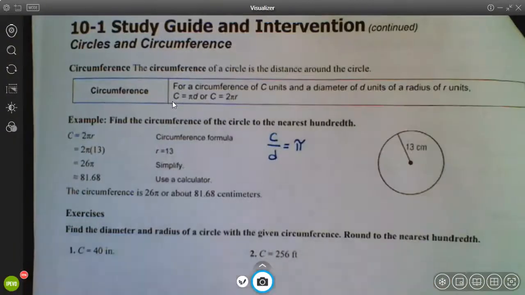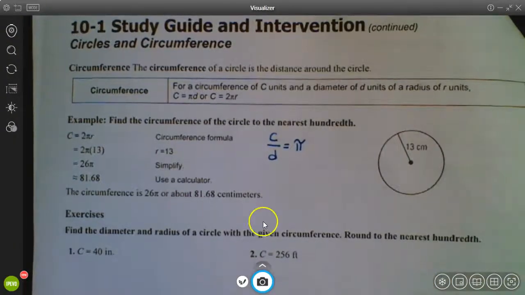Someone, a long time ago, figured out that if you take any circle, no matter how big, no matter how small, and you divide the circumference of that circle by its own diameter, you get the same value every single time. 3.14, on and on. So they gave it a special title, this Greek letter pi. That Greek letter represents the relationship between a circle's circumference divided by its diameter.